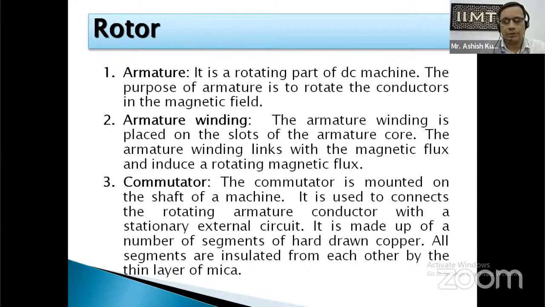The commutator is mounted on the shaft of the machine. It is used to connect a stationary external circuit to the rotating armature conductor. It is made up of a number of segments of hard-drawn copper. All segments are insulated from each other by a thin layer of mica. Why is it made of hard-drawn copper? To minimize wear and tear that takes place during movement contact between commutator and brushes.